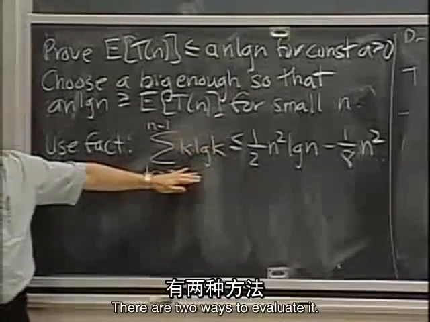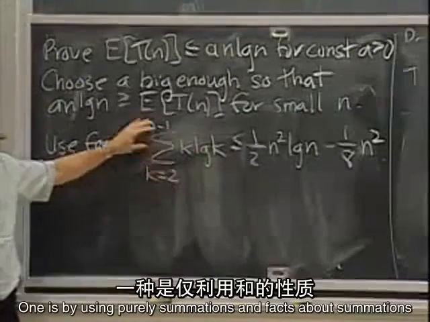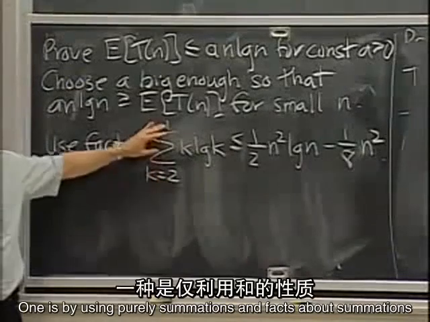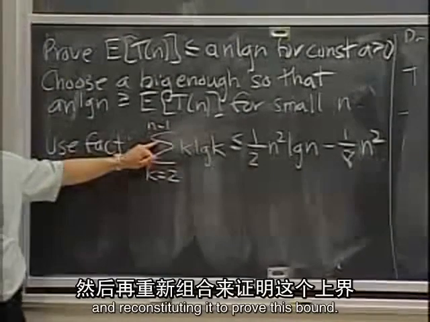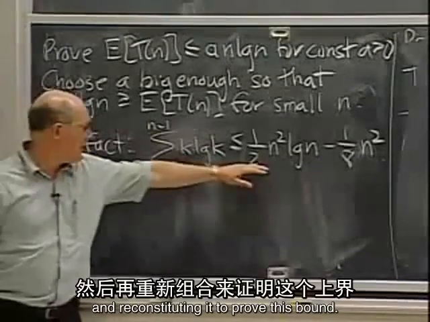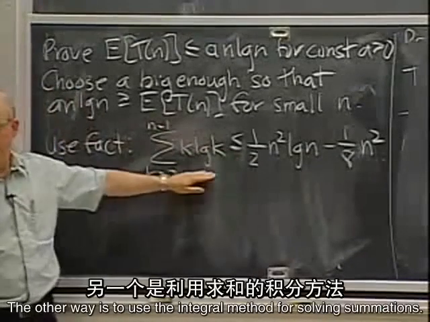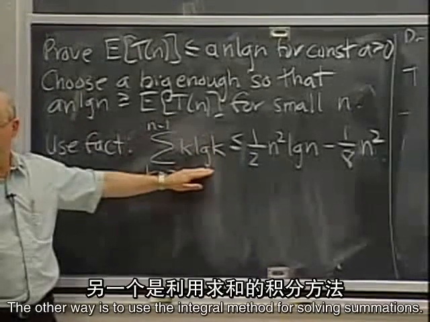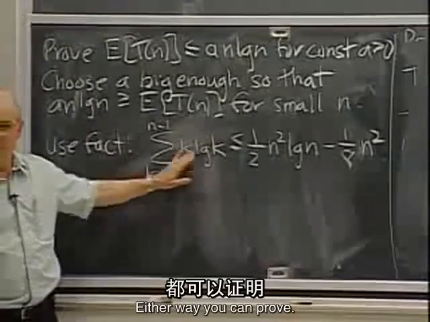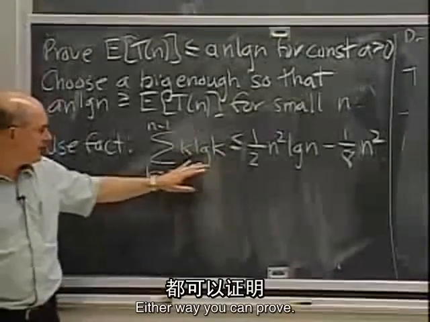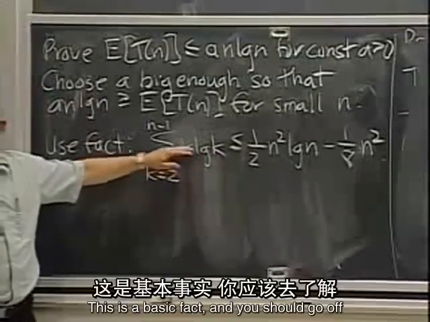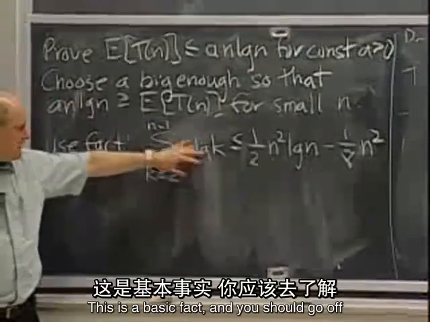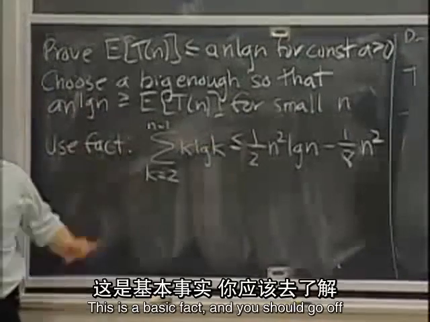There are two ways to evaluate it. One is by using purely summations and facts about summations, by splitting the summation into two pieces and reconstituting it to prove this bound. The other way is to use the integral method for solving summations. Okay? So either way you can prove. The integral method actually gives you a tighter bound than this. Okay? So this is a basic fact. You should go off and know how to do that.